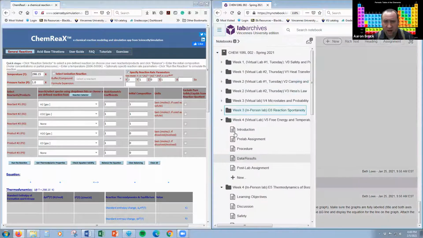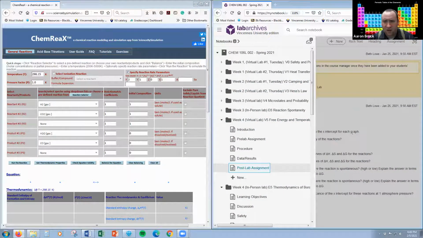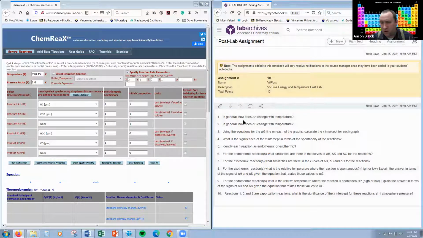And then for the post lab, you're basically interpreting your graphs. How does the enthalpy change with temperature? How does the entropy change with temperature? What is the x-intercept for each graph? So for delta G, what is that flipping temperature for the 5? Are they endothermic or exothermic? You know, compare and contrast the plots to each other.